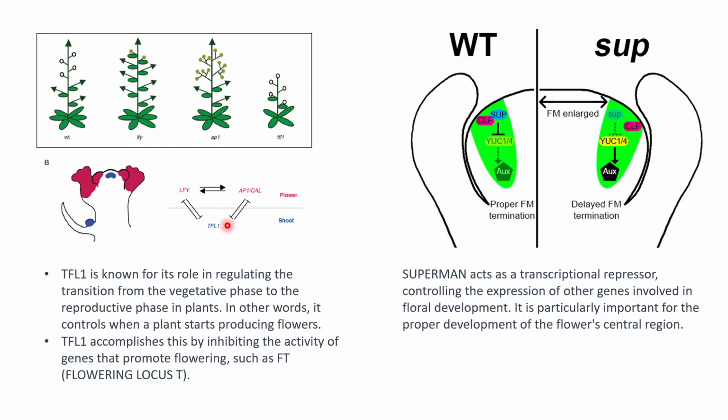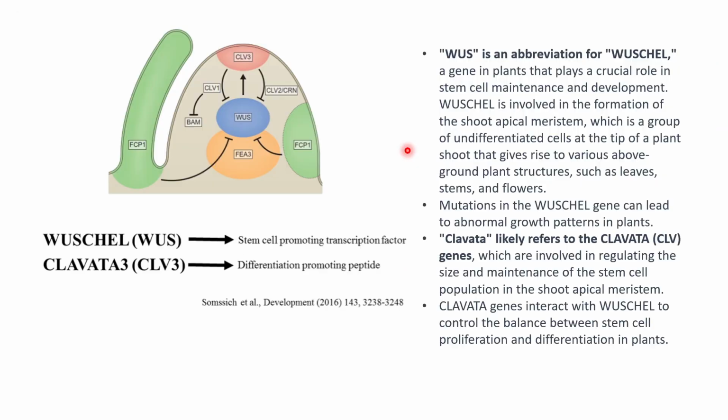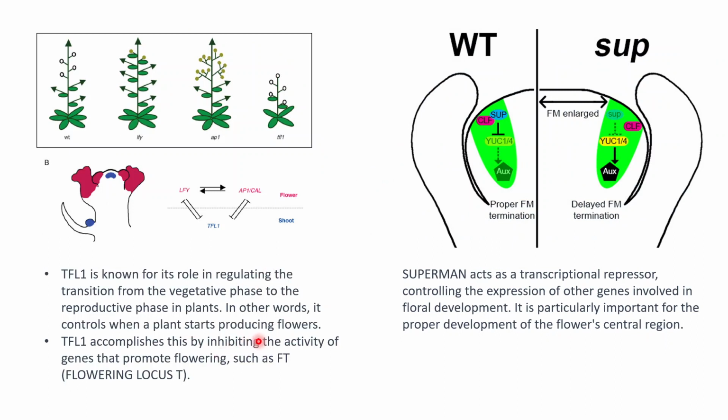TFL1 promotes shoot formation and inhibits flower formation. TFL1 actively inhibits AP1 and LEAFY, which are responsible for flower formation. So the statement would have been correct if it said TFL1 promotes the vegetative phase rather than the reproductive phase, which is the opposite of the statement that we encountered here. The statement says TFL1 promotes conversion of vegetative meristem to floral meristem, which is not true. It rather favors a vegetative state over the floral state.